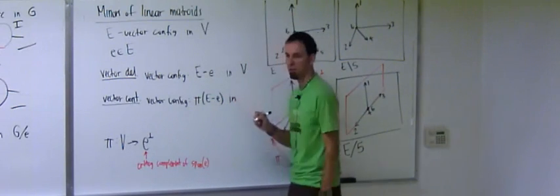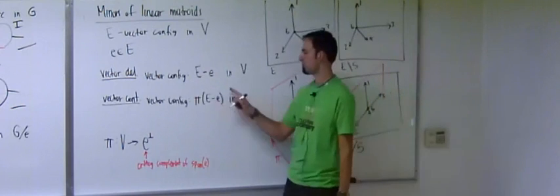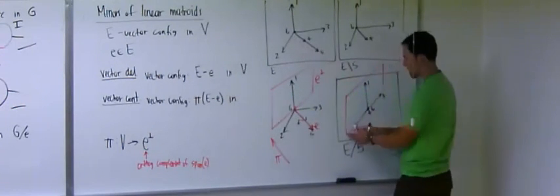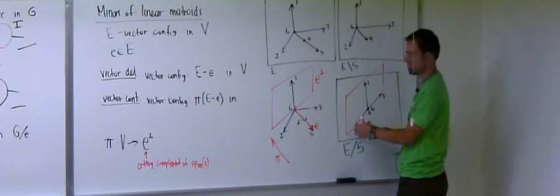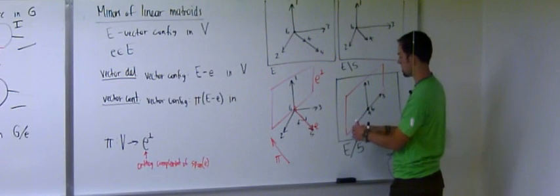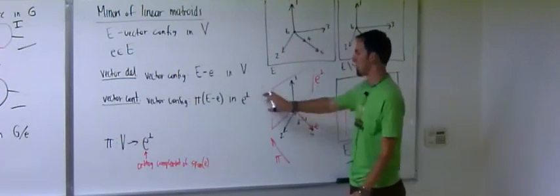When you are done, what vector space does this configuration live in? This configuration lives in a vector space of dimension 1 lower, in E perp. Okay. This is how you do vector contraction.